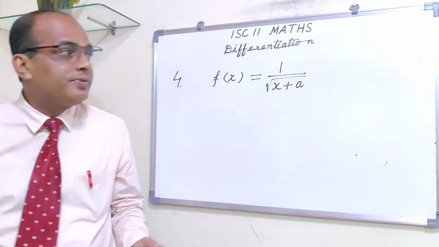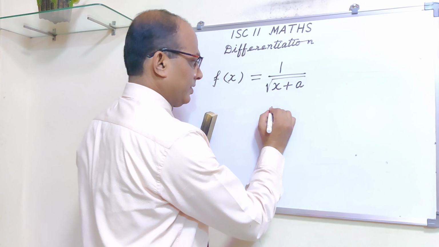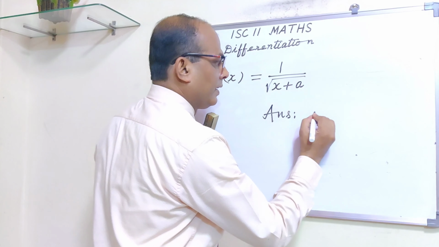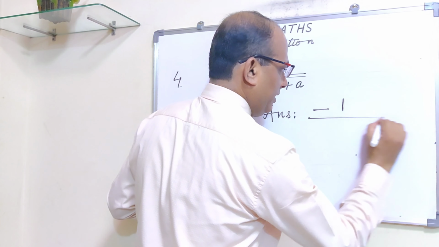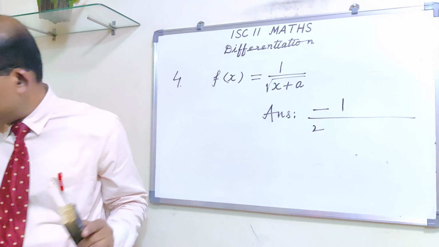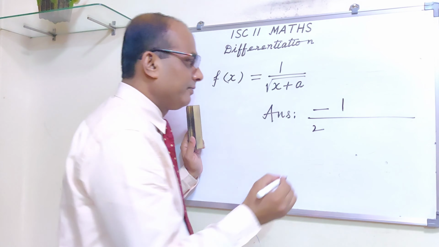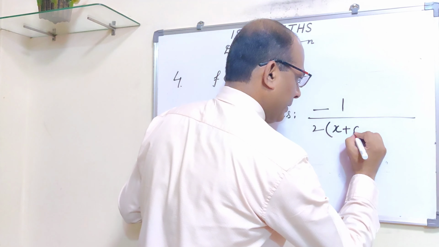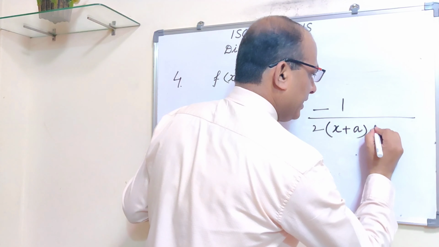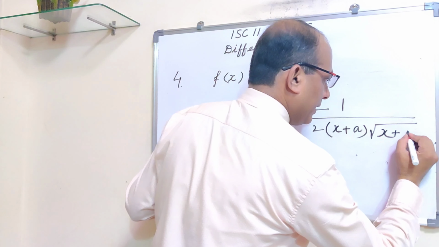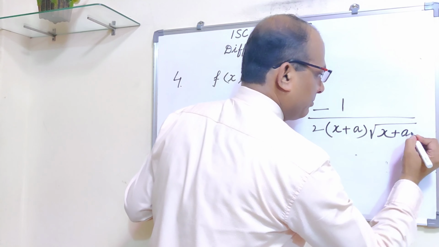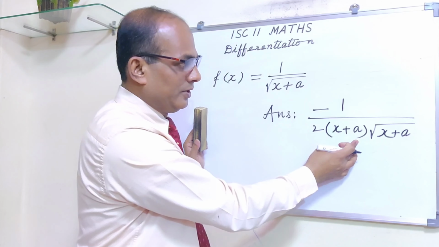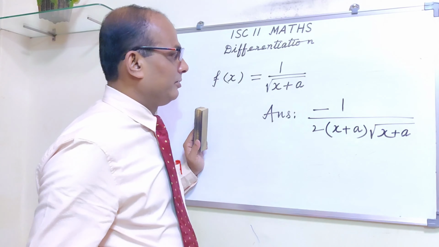And if you want, I give you the answer. Answer is minus 1 over 2 into x plus a, and root x plus a. Or you can write 2 into x plus a raised to the power 3 by 2, because half this and 1 this makes 3 by 2.